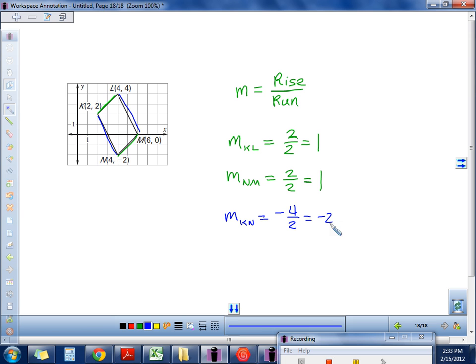I've got to find the slope of the other line that looks to be parallel. Got to make sure it is parallel. It's going to be the slope of LM. Again, it falls 4, runs 2. Slope of -2. Is this enough to say your answer is good?